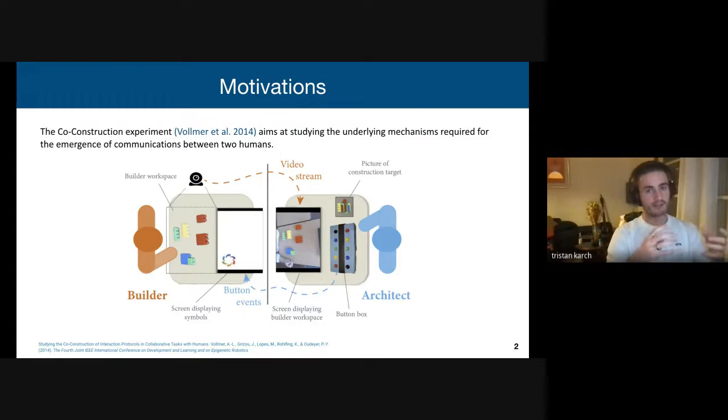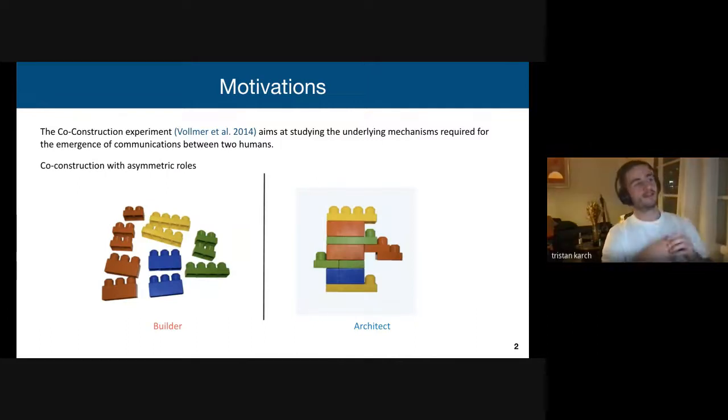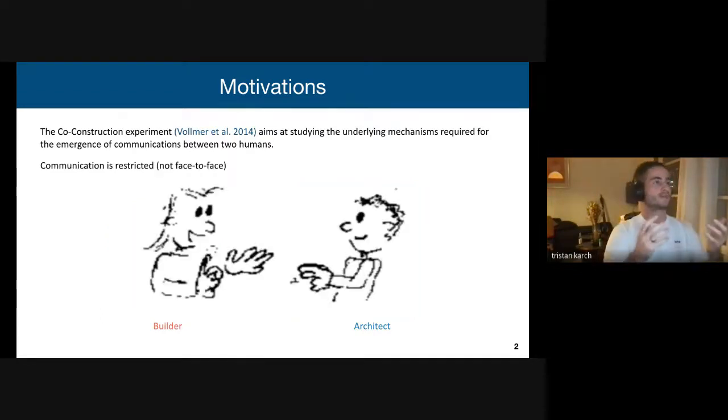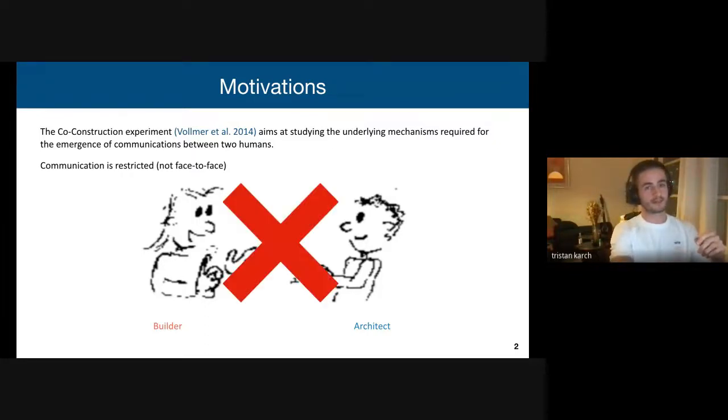In this task, the two agents need to agree on a communication protocol so that the builder can correctly construct the construction. There are key aspects in this experiment. First, it's important to notice that there are asymmetric roles. Only the builder can act on the blocks, and only the architect knows what to do with those blocks. Another key aspect is that the communication is restricted. It's not face-to-face.